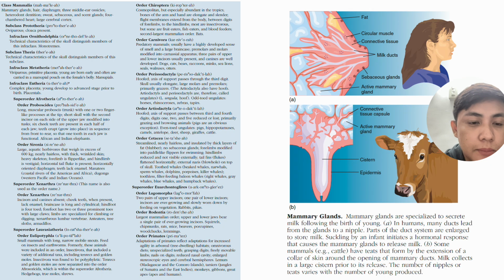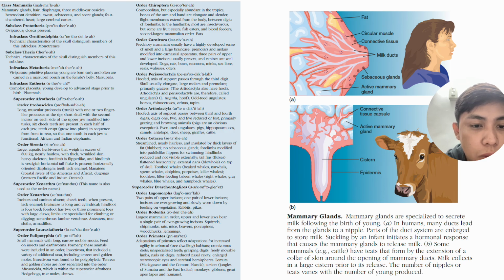Order Cetacea. They are streamlined, nearly hairless, and insulated by thick layers of fat. No sebaceous glands, and forelimbs are modified into paddle-like flippers for swimming, with hind limbs reduced and not visible externally. Would include dolphins, porpoises, killer whales, and toothless filter-feeding baleen and humpback whales.